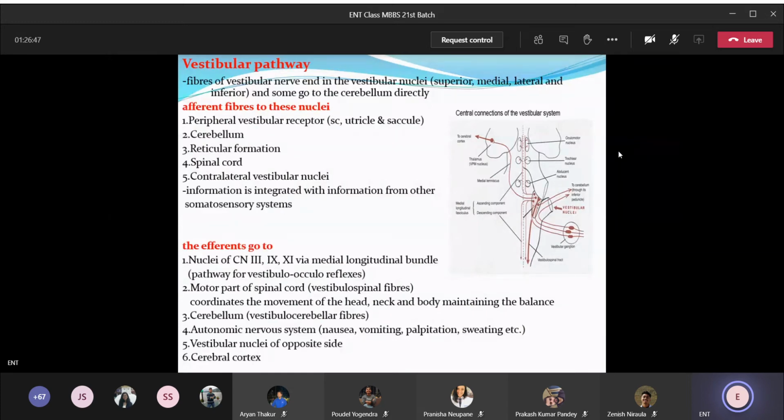Whereas the efferents go to the nuclei of cranial nerves 3, 9, 11 via the medial longitudinal bundle, which is also the pathway for vestibulo-ocular reflexes. The motor part, the vestibulospinal fibers, coordinates the movement of the head, neck and body, maintaining balance. Efferents also go to the cerebellum via vestibulocerebellar fibers, the autonomic nervous system, the vestibular nuclei of the opposite side and the cerebral cortex.